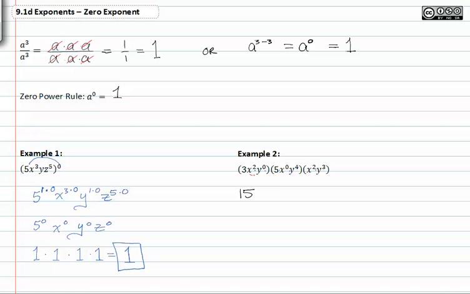The x's all match base-wise, and so we can add the exponents. The y's also match base-wise, and we can have y to the 0 plus 4 plus 3. This gives us, finally, 15 x to the 4th, y to the 7th. And this is my final answer.